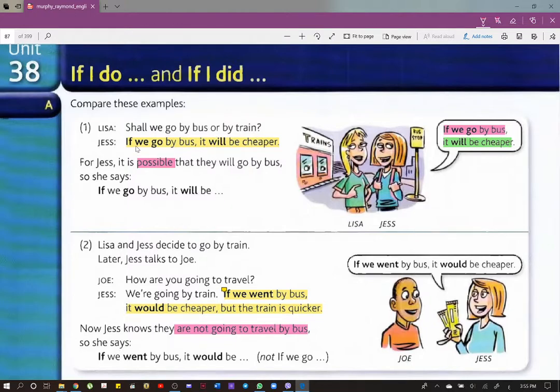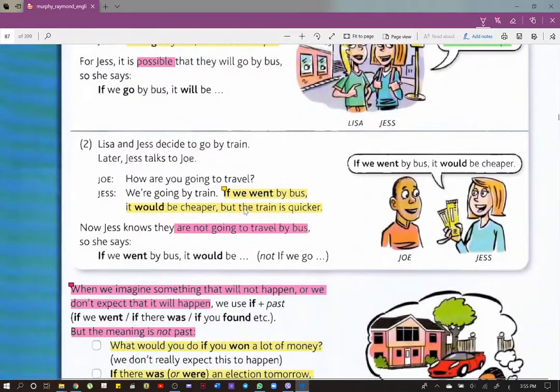The answer would be, if we go by bus, it will be cheaper. So there is a possibility now for them to go by bus, all right? But if we say if we went by bus, it would be cheaper, but the train is quicker. Now it is not possible. Why? Because they have already bought the tickets. So it is not that possible.